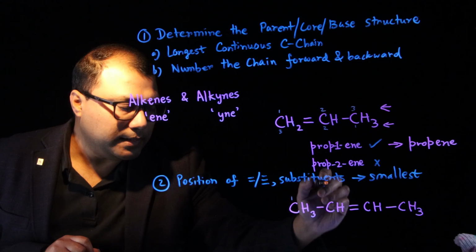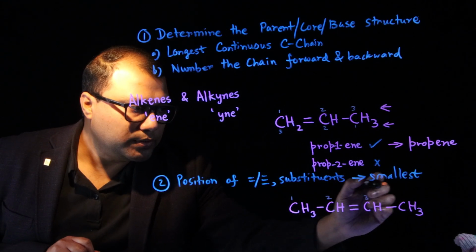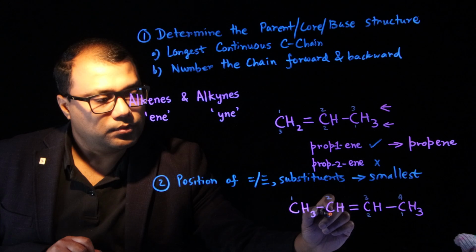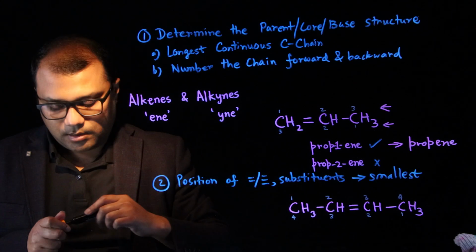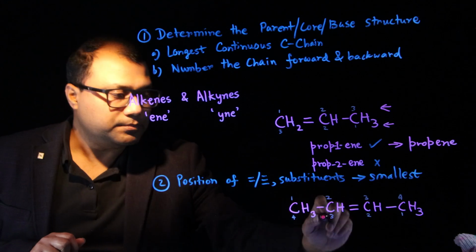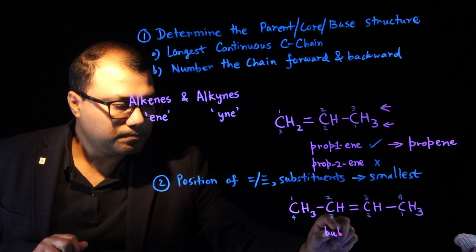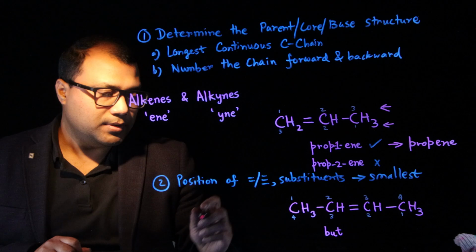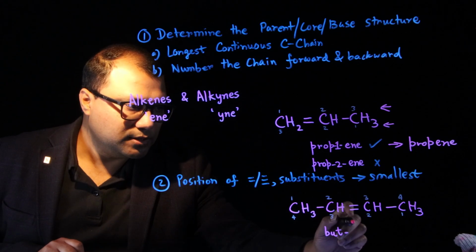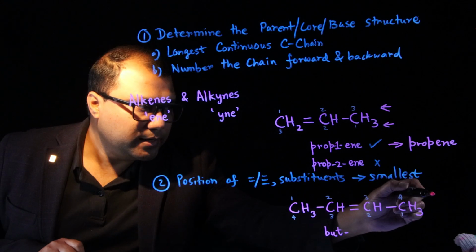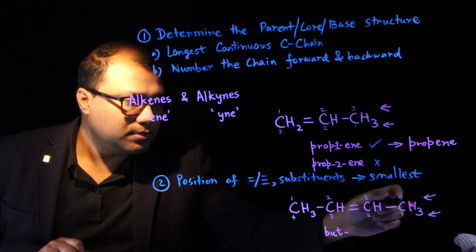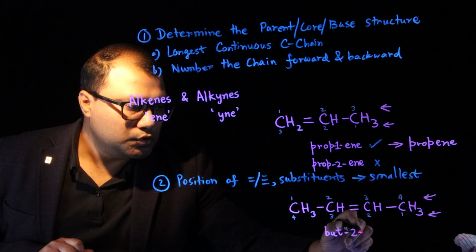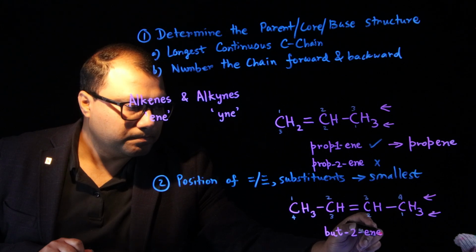So we number them first, 1, 2, 3, 4, and then we number them in the reverse order, 1, 2, 3, 4. Now, there are four carbon atoms, so the name must start with "but". There is a double bond, so it's a butene. But like we mentioned, we need to mention the position of the double bond. Either way you look at it, if you take this numbering scheme or this numbering scheme, the double bond occurs at position 2. So but-2-ene is the correct name.